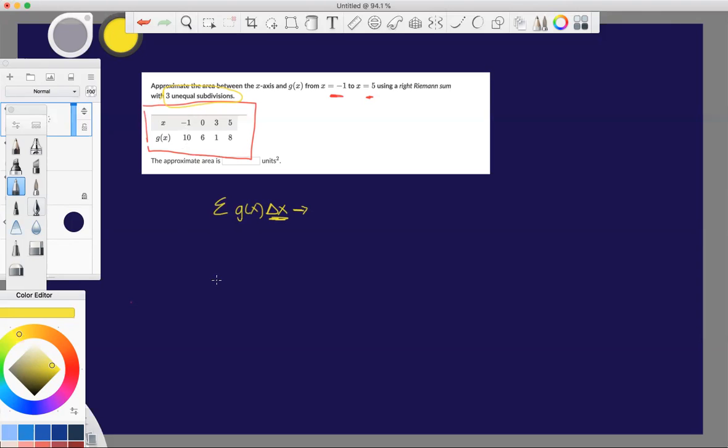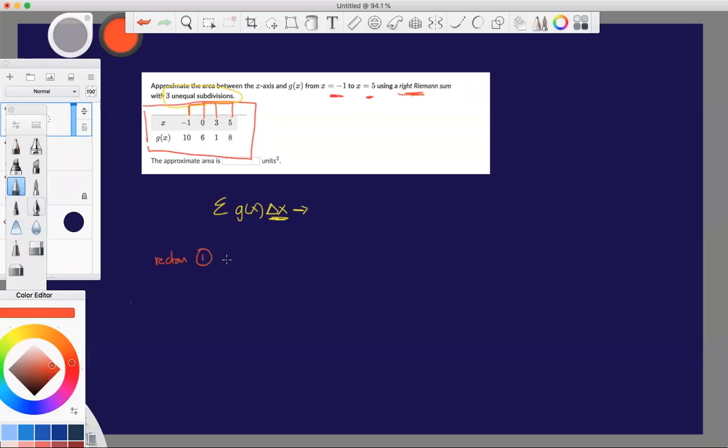You guys good? Okay, now guys, if you notice, we could create a rectangle here. This is going to be one rectangle from -1 to 0, another rectangle from 0 to 3, and another rectangle from 3 to 5. And we're using the right Riemann sum. So let's take a look at first rectangle number 1.